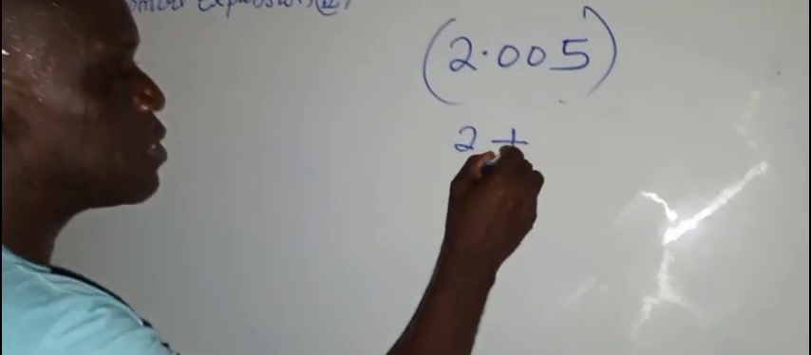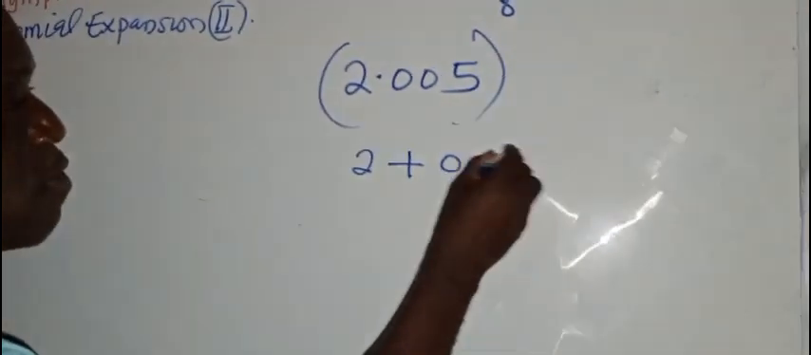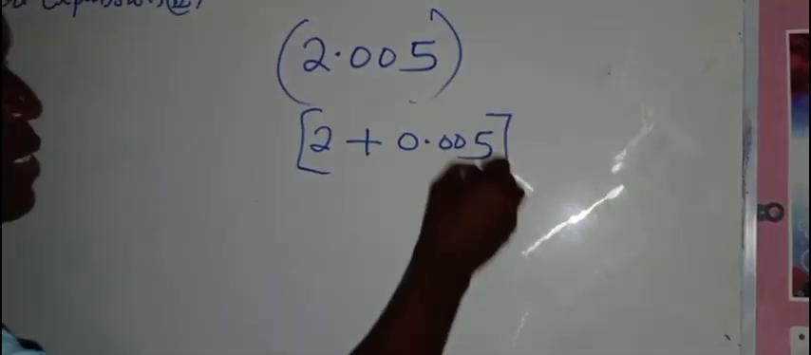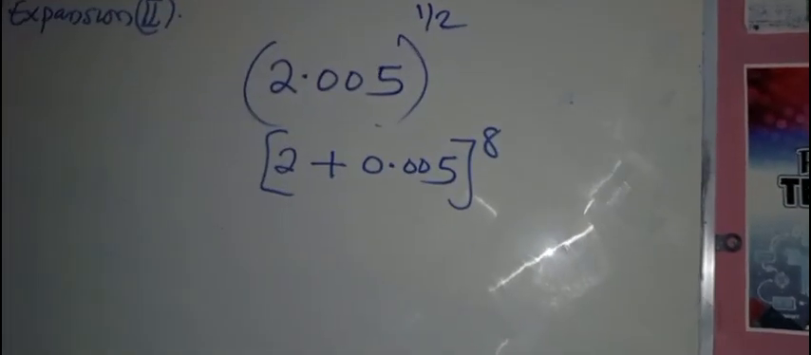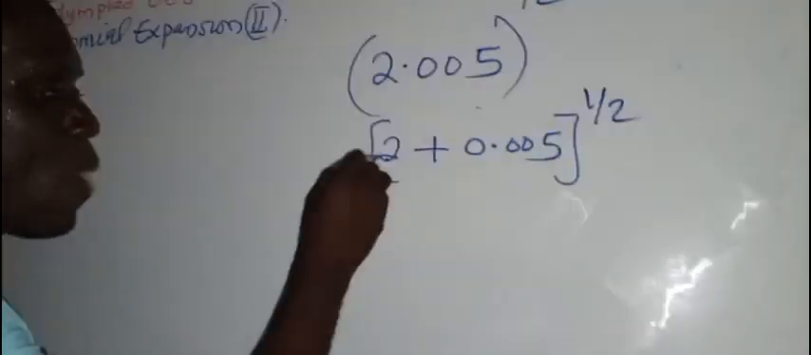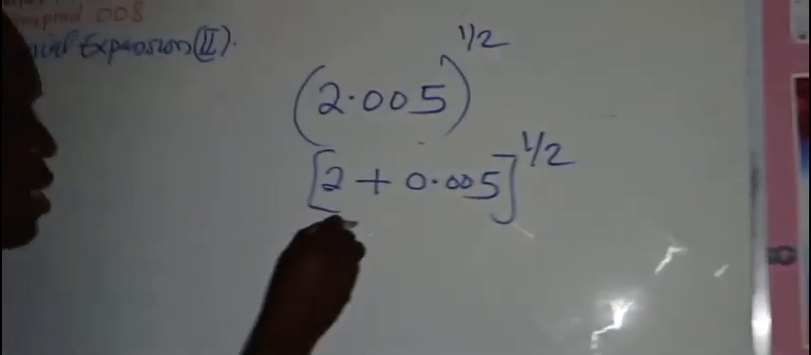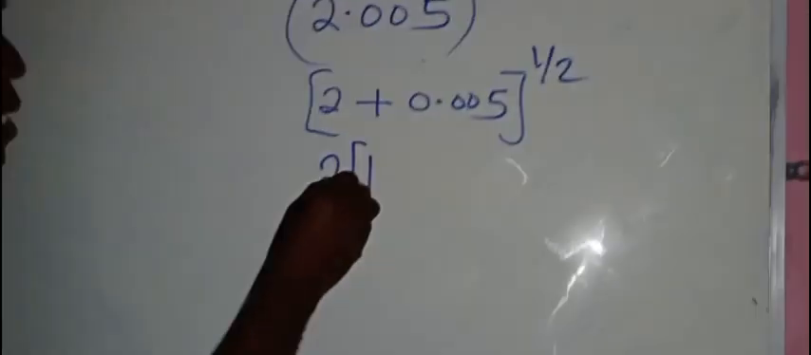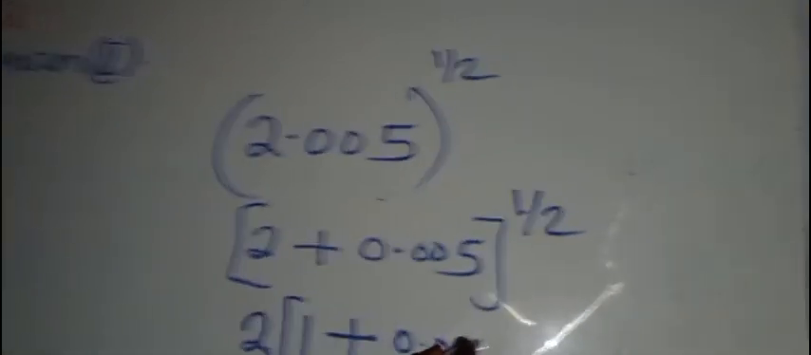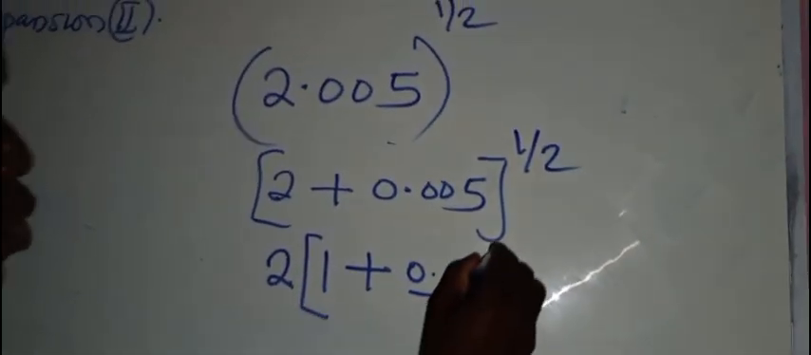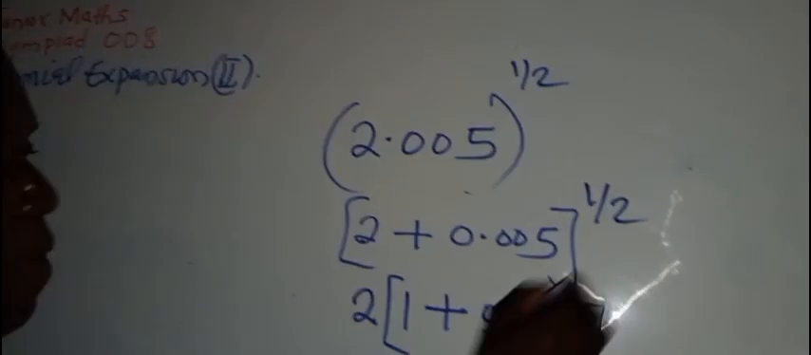So what you do here is that you try to adjust this as 2 plus 0.005 raised to power 8. Sometimes this can just be half. It can be half, square root of this. Okay, let me use half so that it will conform to what I'm doing. It can be 8. You will still use this formula. Now, I told you that you have to make this place 1. So you bring out 2. This place will turn to 1. Then it means that this place will be 0.005 divided by 2. Okay? Raised to power half.